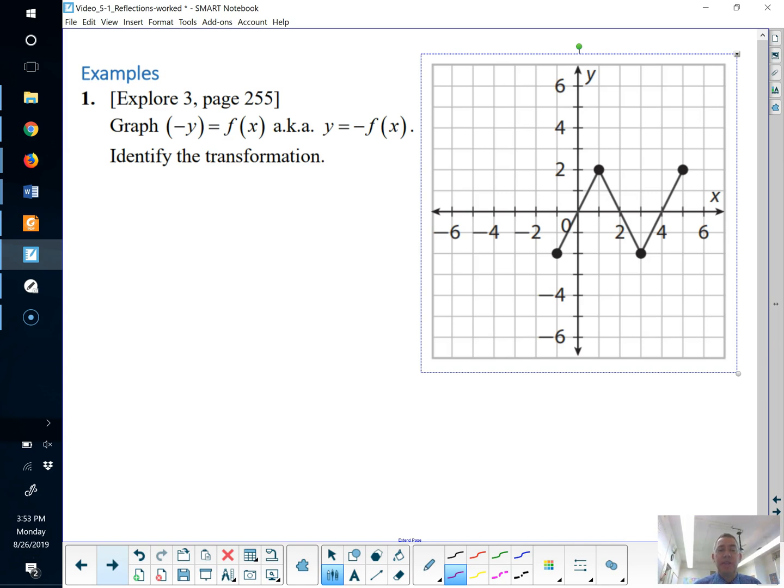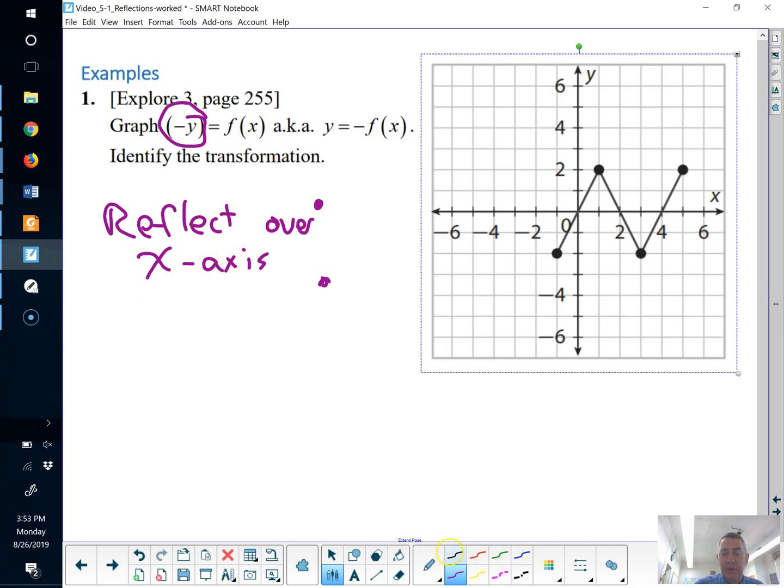If we're going to take this, I'm looking at this equation, I'm saying, y got to be negative. So y was positive, got to be negative. That's a reflection over the x-axis. Which means the x's will be the same, the y's will be opposite.